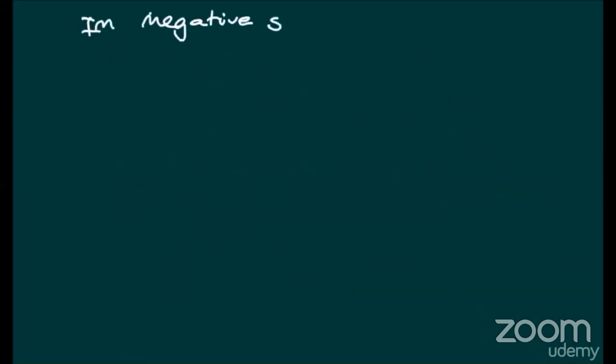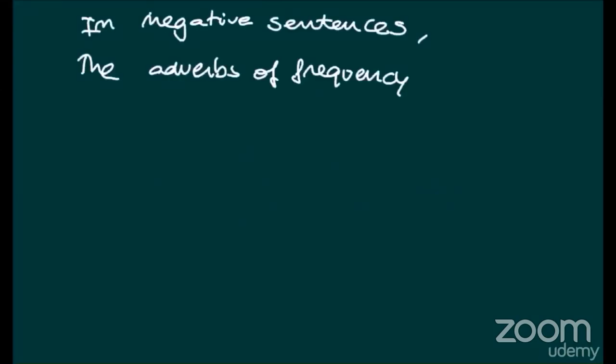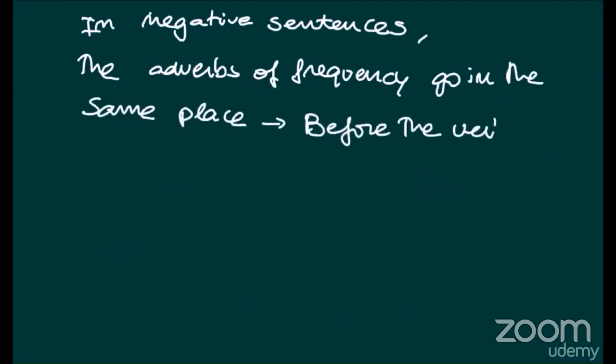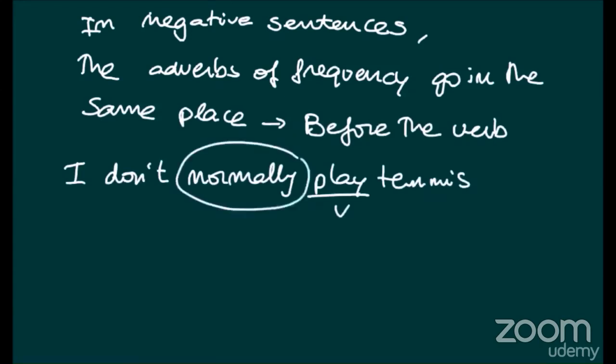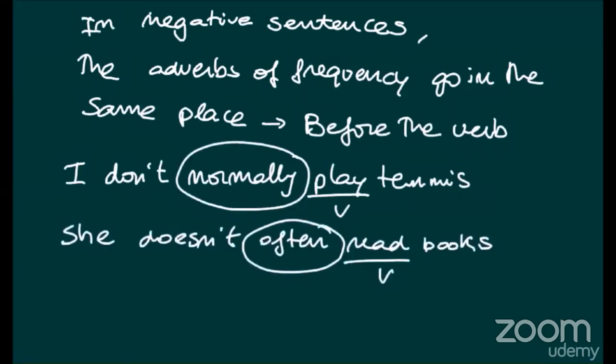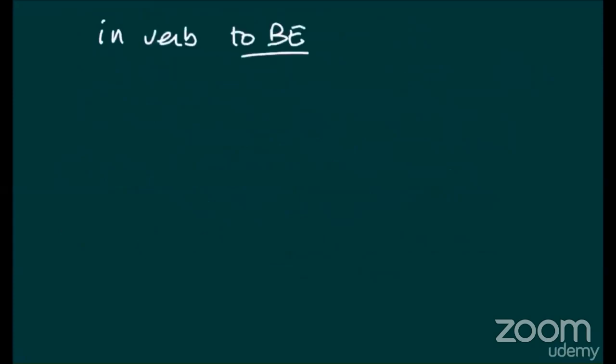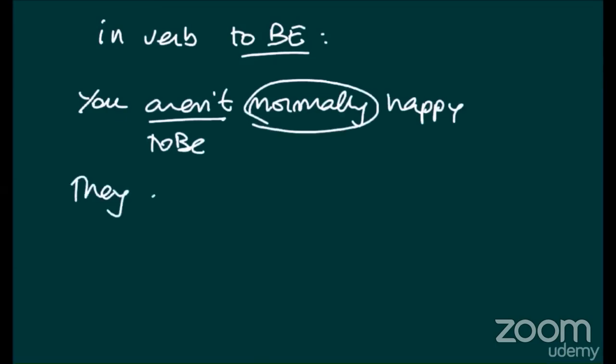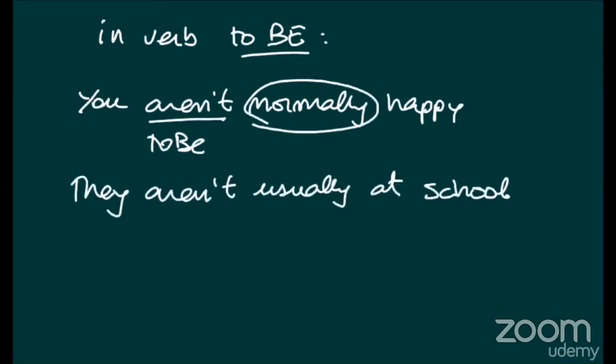In negative sentences, the place is the same. I don't normally play tennis. She doesn't often read books. Or in the verb to be, you aren't normally happy. They aren't usually at school.